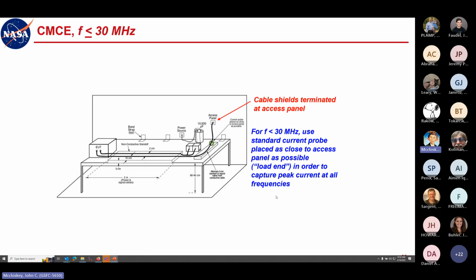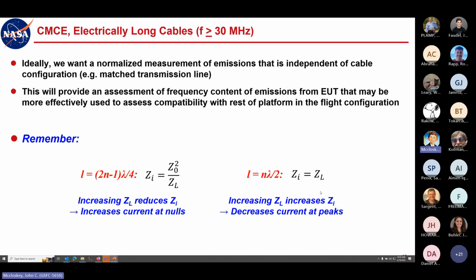So, about 10 minutes here, but I think we're actually pretty close to the finish line. With the cable shields terminated at the access panel, it's desirable to get the current probe as close as possible to that termination for the reasons that we just talked about. And for frequencies less than about 30 megahertz, you can use a standard current probe, placed as close to the panel as possible. Okay.